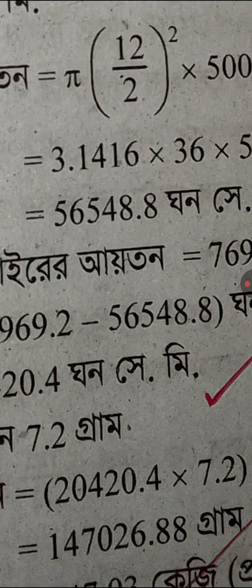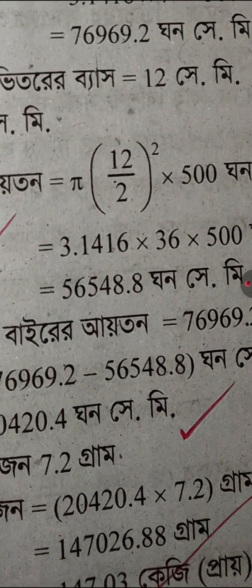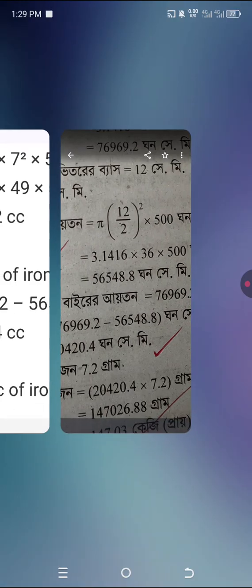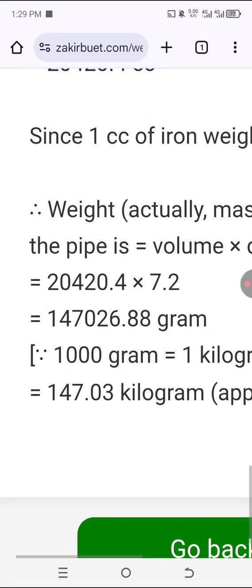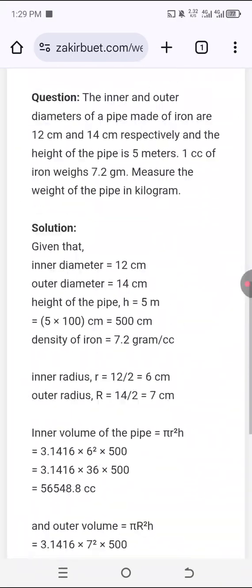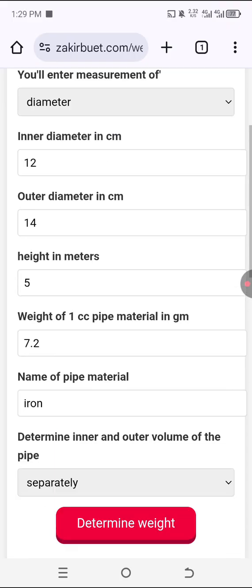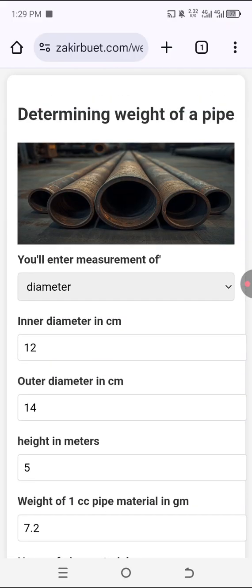But due to some unavoidable reasons, the exact kg value cannot be seen. As you can guess, it is 147.03. Okay, let's see whether this is the case. Yes, it is. So this is how you are supposed to use this app.